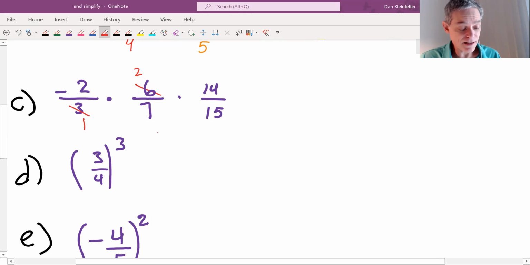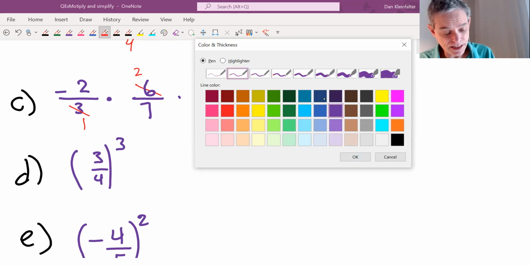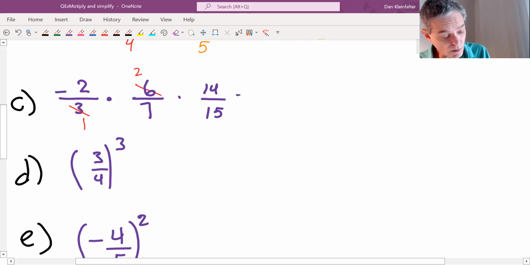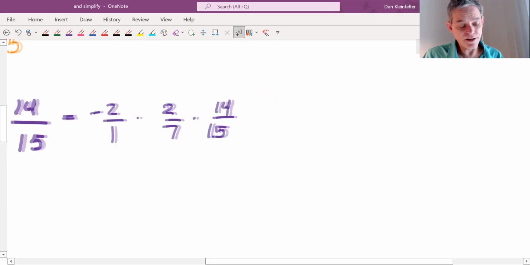Let's see if we can get anything else out of this first step. It doesn't look like we can. The 6 and the 15 no longer have a common factor of 3 because I used up the 3 that 6 had, down here with the negative 2/3. If you rewrite this, it's going to be a little bit clearer. So let's see that. So what we have left is negative 2/1 times 2/7 times 14/15. Okay, now you can see that there's no 3 left.